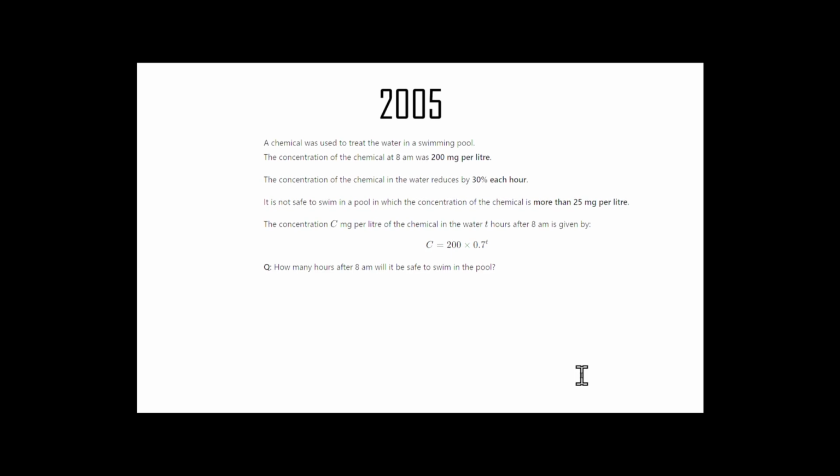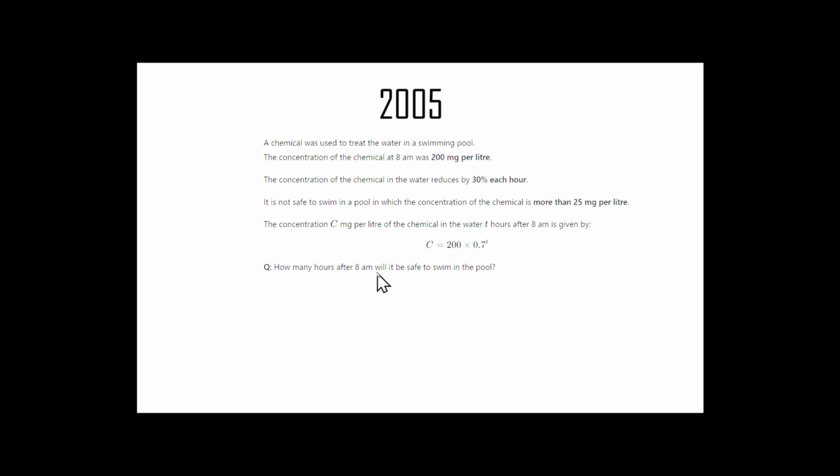A chemical was used to treat the water in a swimming pool. The concentration at 8 AM is 200 milligrams per litre. The concentration of the chemical in the water reduces by 30% per hour. It is not safe to swim in the pool if the concentration is more than 25 milligrams per litre. Why would it be reduced? Okay. The concentration C milligrams of the chemical in the water after 8 AM is given by that. Do you really want to be swimming in something that's okay, but anyway, concentration is that.